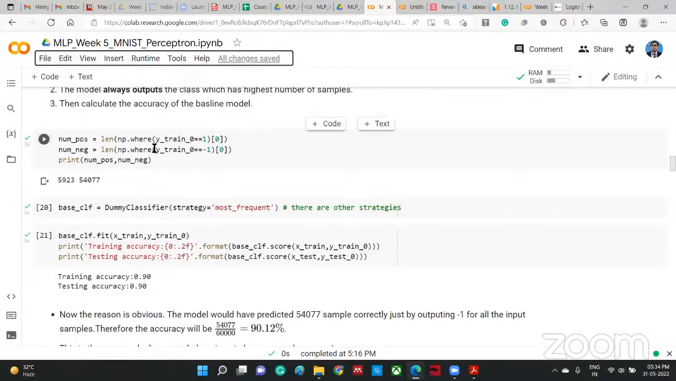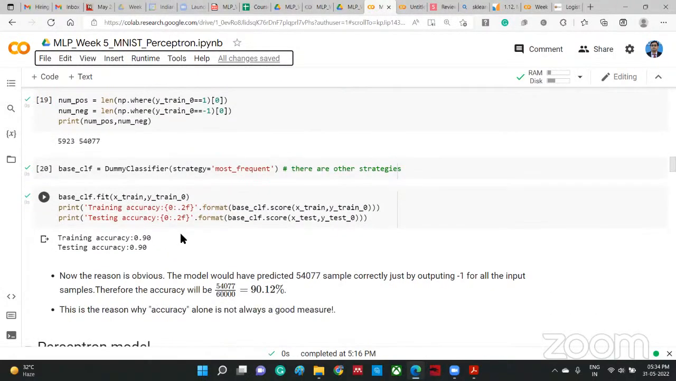Yes. So you see what is the positive number? 5923 was the number of +1s, and 54077, I think, is the number of -1s. Okay. And then we are calculating the accuracy. We have the training accuracy to be 0.9, and testing accuracy is also 0.9, right? So if we have a 60,000 data set, and we have 54077 samples, if we just calculate the accuracy, that is coming to be 90.12%.